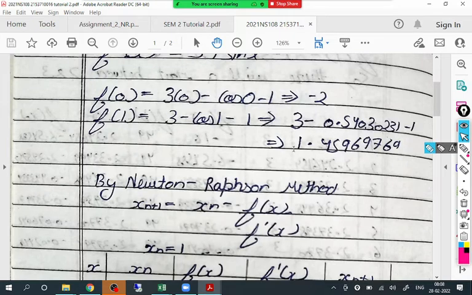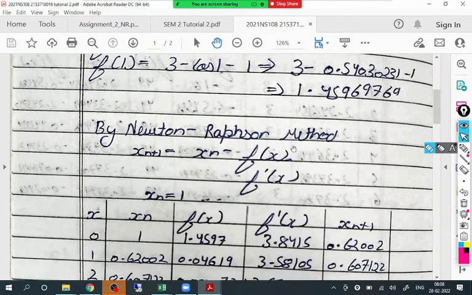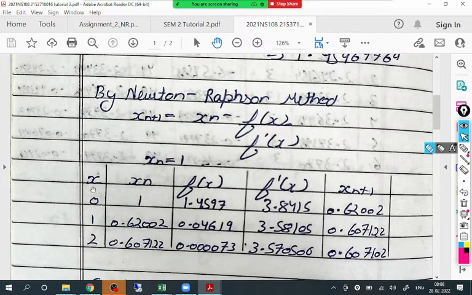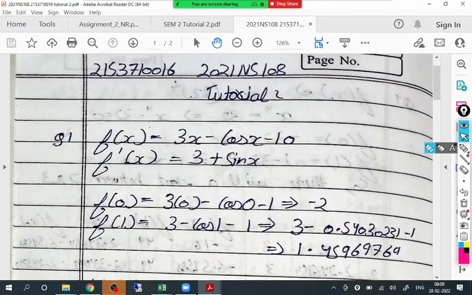But don't take 0.6 directly, because how do you come to know that 0.6 should be the initial approximation? It's not given in the question. Here, in the first iteration, n equal to 0, xn is taken as 1. So this should be n actually, and this is f of x, f dash x, and this is x1. Then it is continued. You will observe first 0.62002 appears. For the second and third iterations, you only need to calculate f of xn and f dash of xn. These functions are available there.